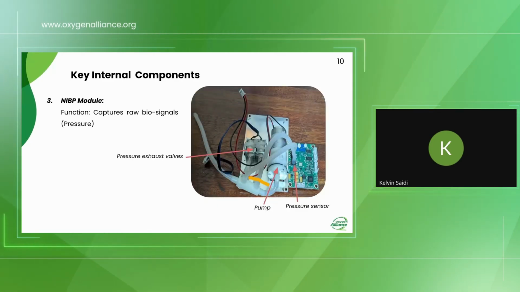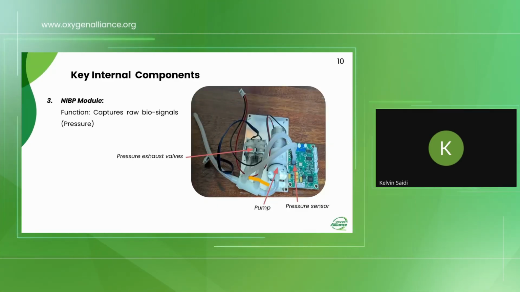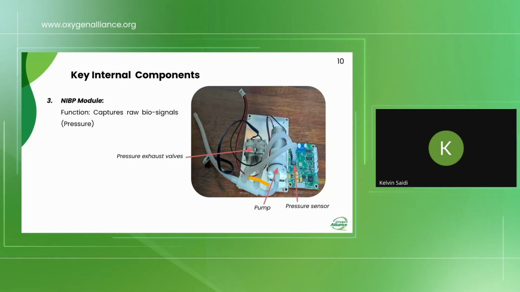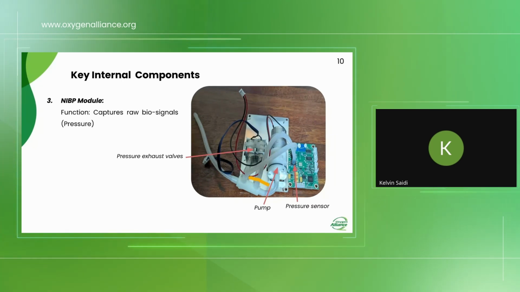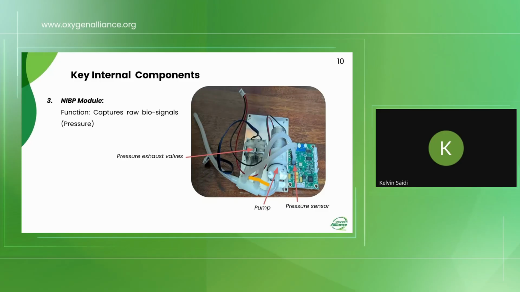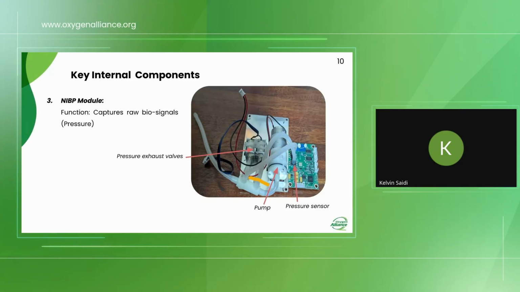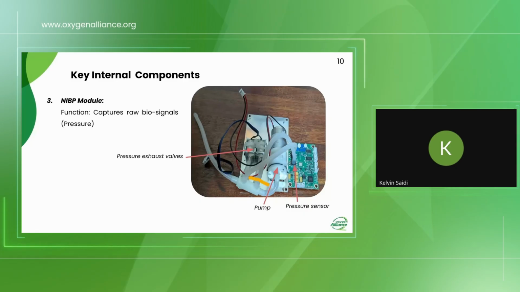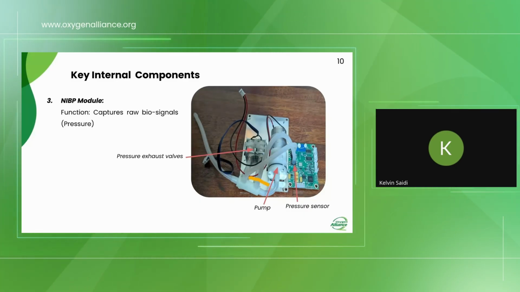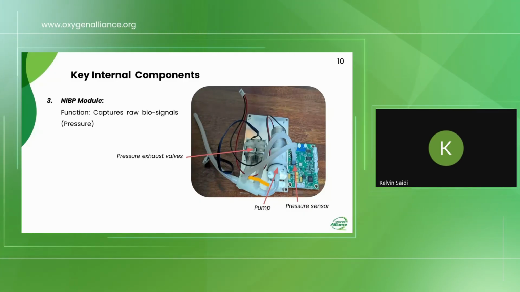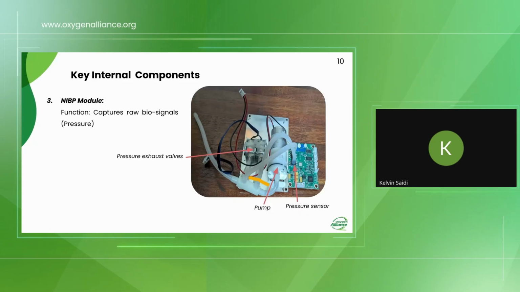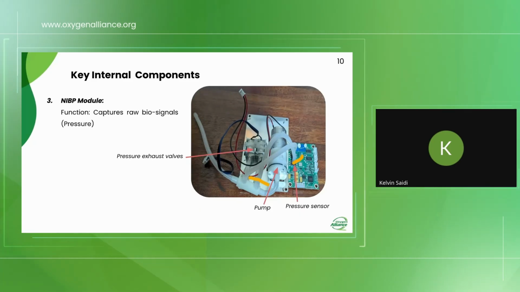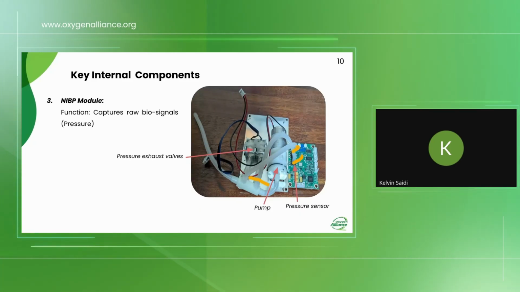We then have the non-invasive blood pressure module, and this one also captures raw signals in the form of pressure. So this one is a little bit more mechanical in such a way that it controls the pump to inflate the BP cuff. And then we have these pressure sensors here that take the pressure changes as the cuff is being deflated.